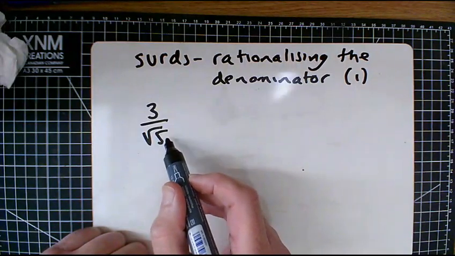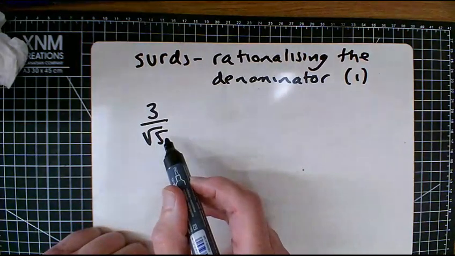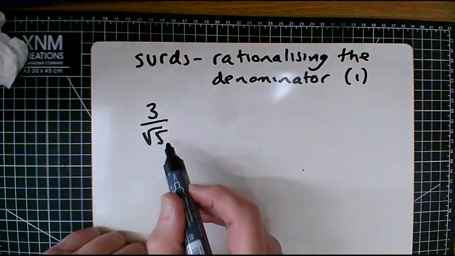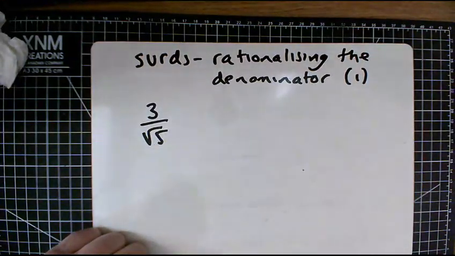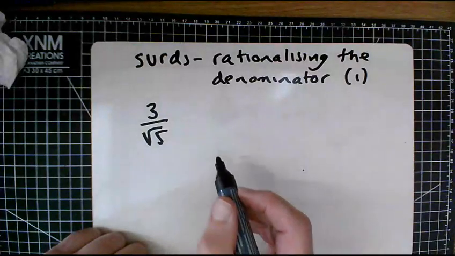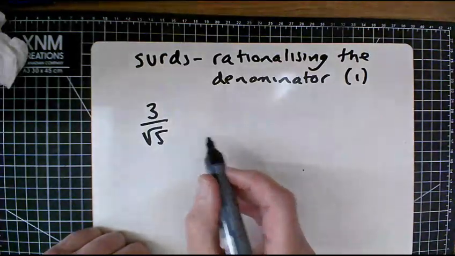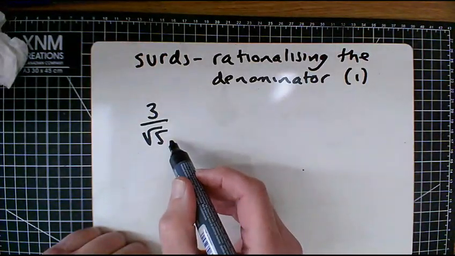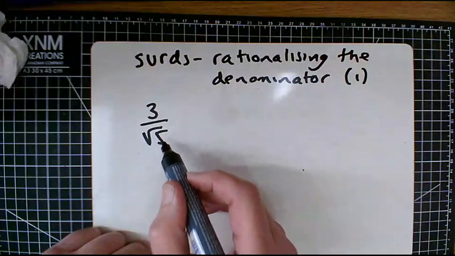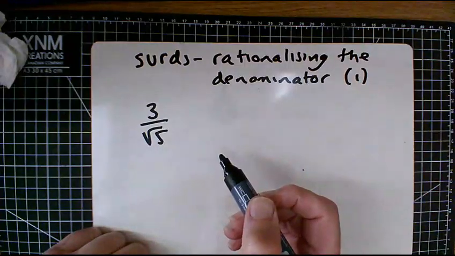Now a surd, if you remember, is the root of a whole number which gives an irrational number. In other words, if I did the square root of 5, I would come up with a decimal which would go on forever with no repeating pattern. So what we want to try and do is to convert this irrational denominator into a rational denominator.